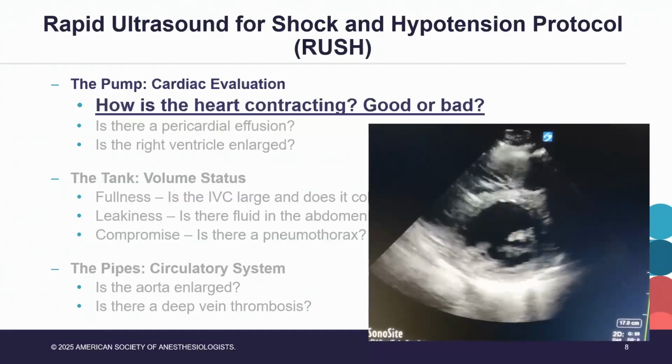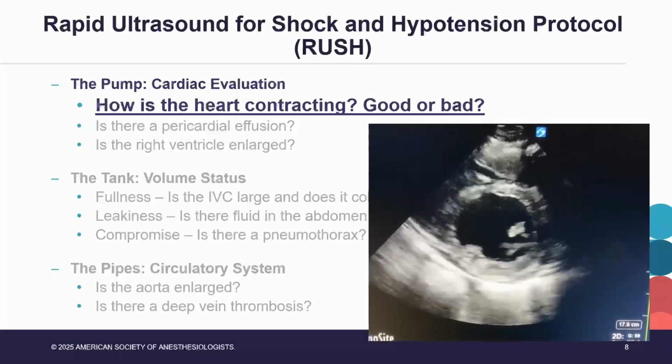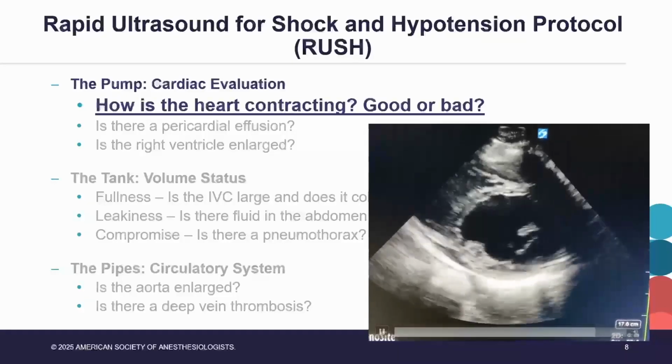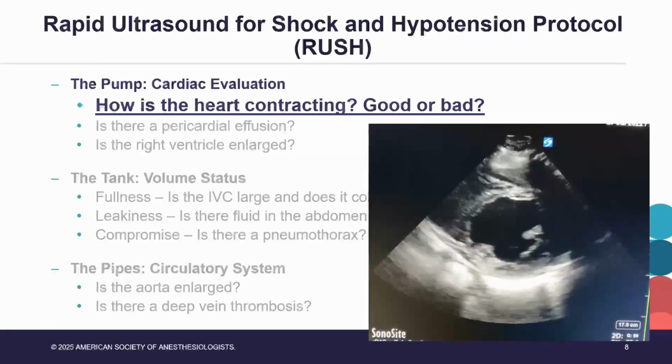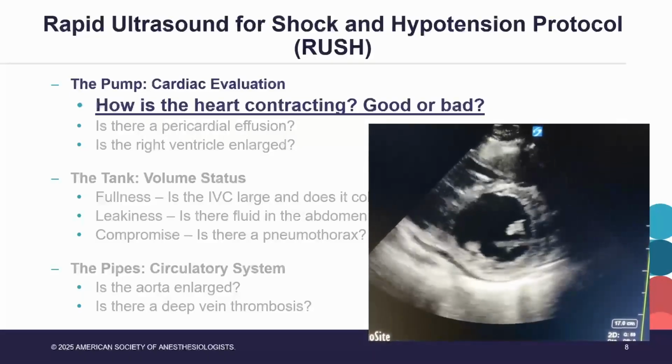So going through each one, the first one is, how is the heart contracting, good or bad? This is a parasternal short axis view. You see the left ventricle is a circular structure right here, and you see that there's poor endocardial excursion and poor myocardial thickening. This patient's in cardiogenic shock.